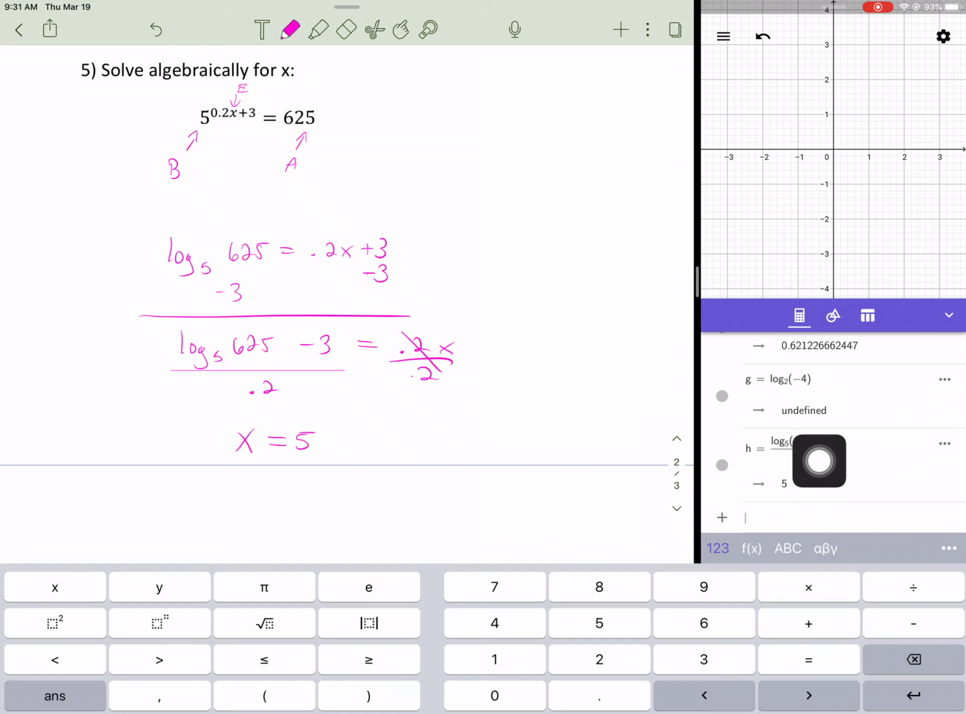Now, you didn't have to do it all in one step because log base 5, 625 actually works out great. 5 to what power is 625? 5 times 5 is 25, times 5 is 125, times 5 is 625. So log base 5, 625 is just 4. So 4 minus 3 divided by 0.2 is 1 divided by 0.2, which is 5.